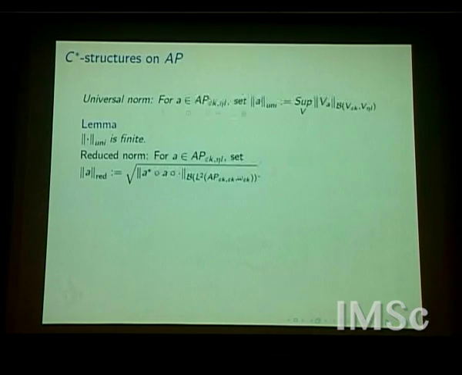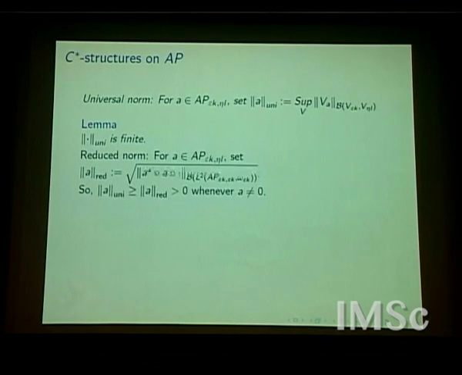One is the universal norm, which comes from taking the supremum over the norms of affine morphisms. You take the norm of the action of a particular affine morphism with respect to different Hilbert spaces, and you take the sup norm, and that will give you a C star norm. The reduced norm comes from taking the L2 space corresponding to the trace which I just defined.